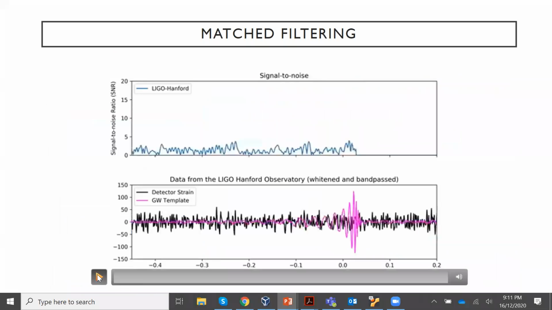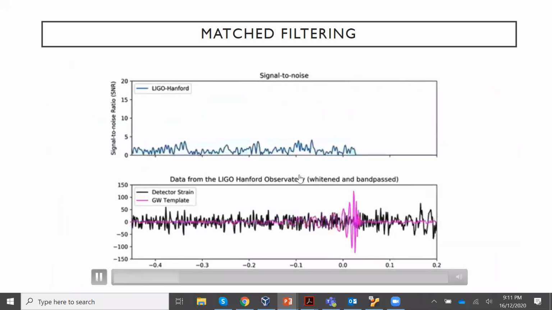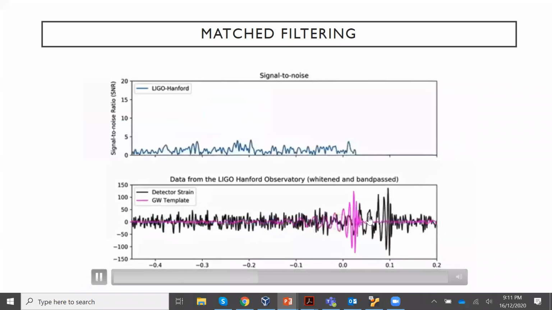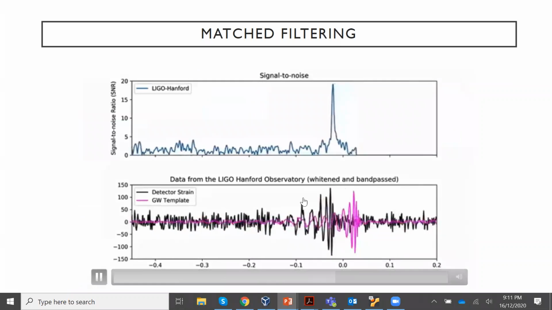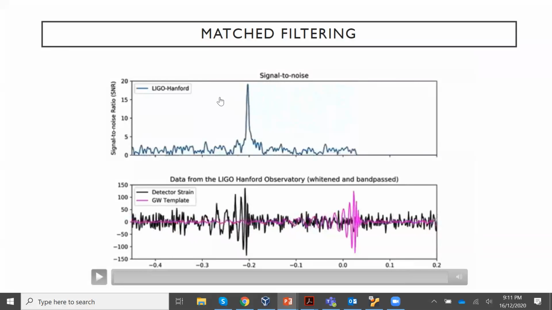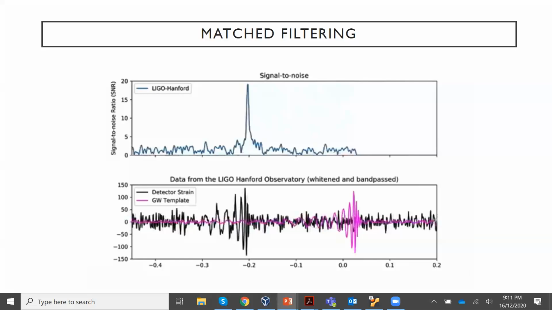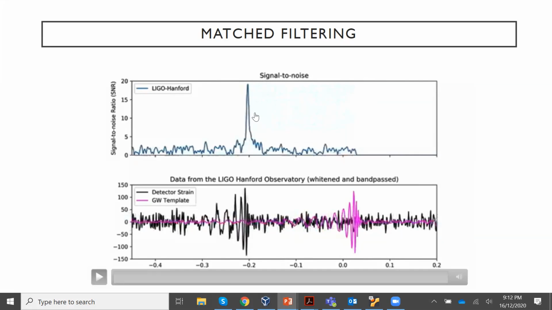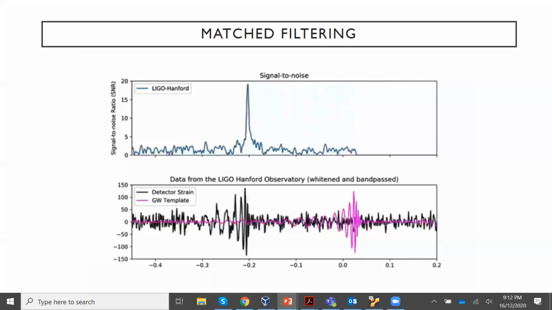Here is a short animation showing how the matched filtering happens. This is the data, and it is cross-correlated with the template. Whenever there is an event, we get a very sharp peak there. Whenever we get a peak which crosses a certain threshold, for example, right now for single detector events, if this peak is above 4, we consider it to be a potential gravitational wave candidate. Then we do other kinds of tests to confirm whether it is really a gravitational wave event or whether it is some noise feature or something like that.